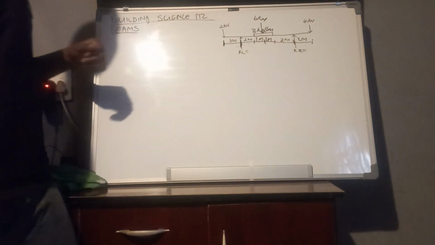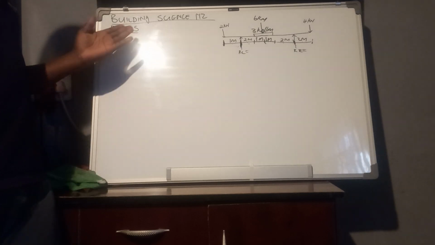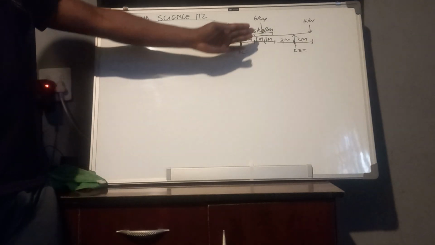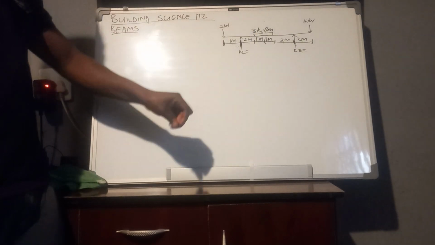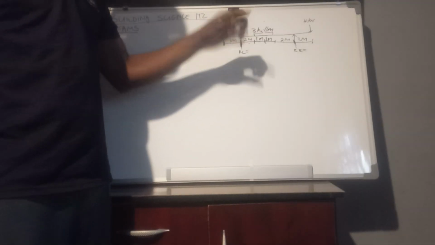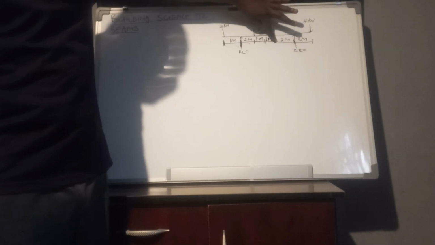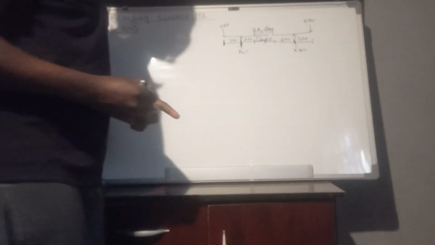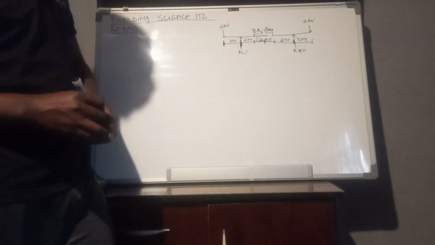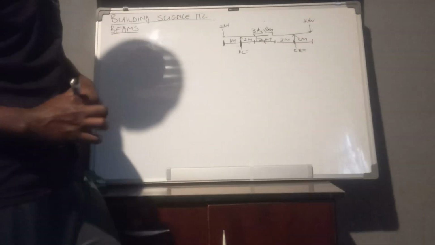Today we're gonna be dealing with building science N2. We're gonna be dealing with a beam. So in this case, we are given a beam. It's like this. This is our beam. On our beam, we are given 2 kilonewton as our overhang this side, and then 4 kilonewton as our overhang this side. And then from there, we are given a UDL of 3 kilonewton per meter, which takes up to 2 meter.